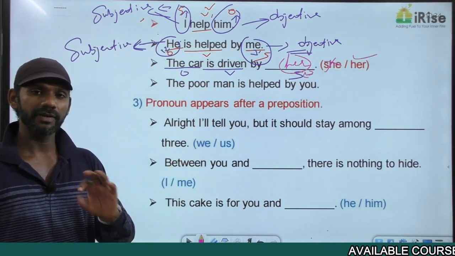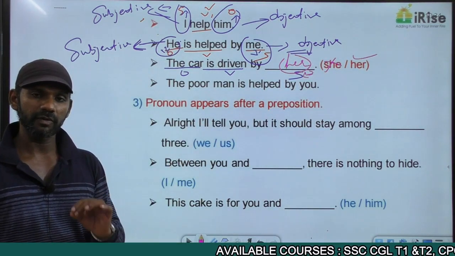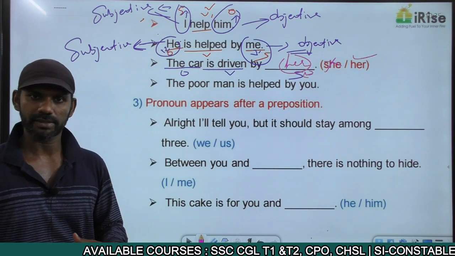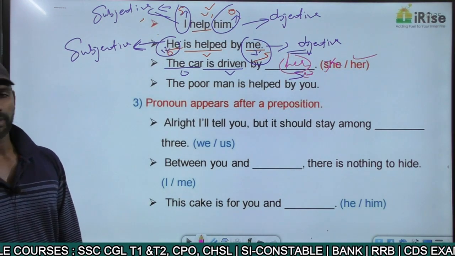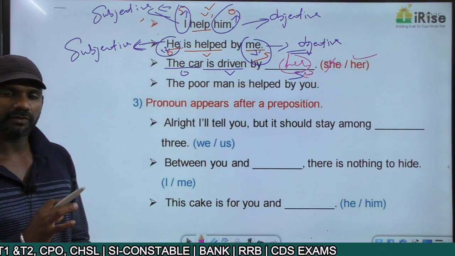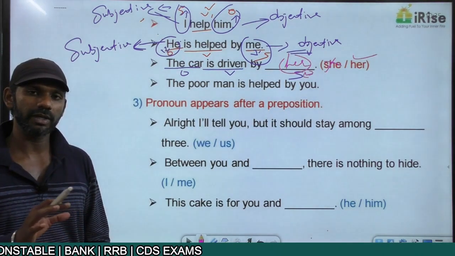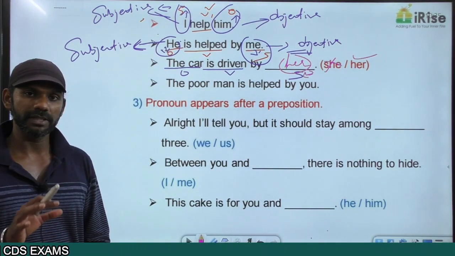Getting it? You should never get stuck with any rule. If you're not getting the help of one rule, forget it. Think about some other rules. Come to the third rule. So second rule regarding objective form is when the pronoun comes before or after an infinitive, that particular pronoun must be in the objective form.